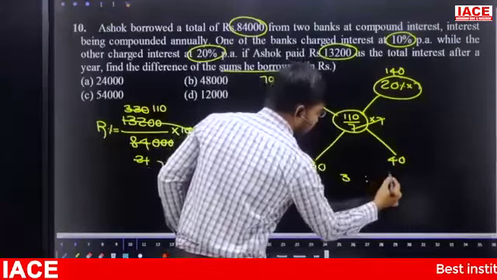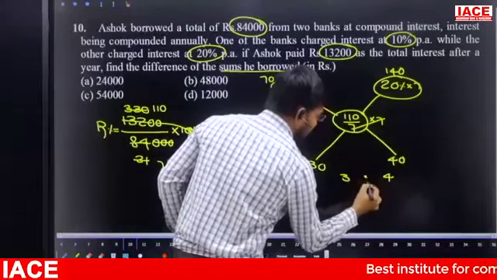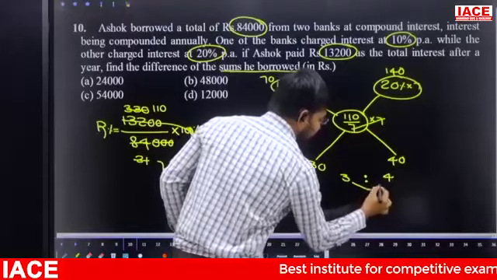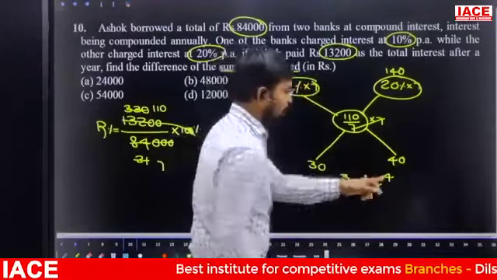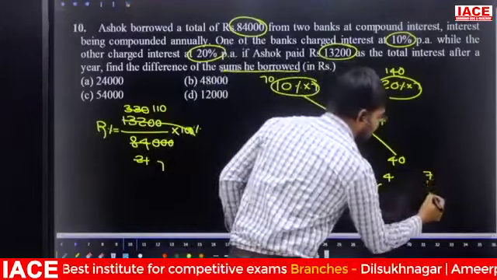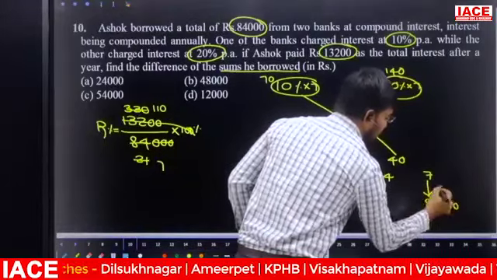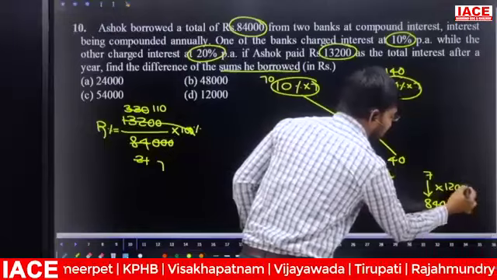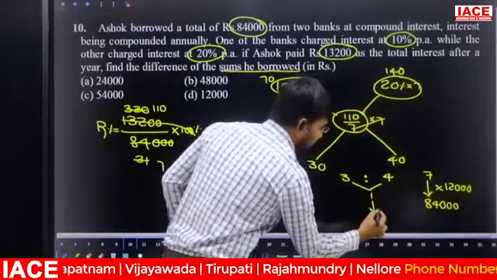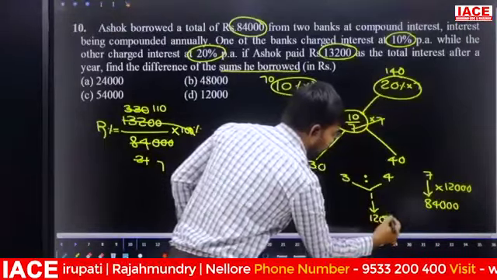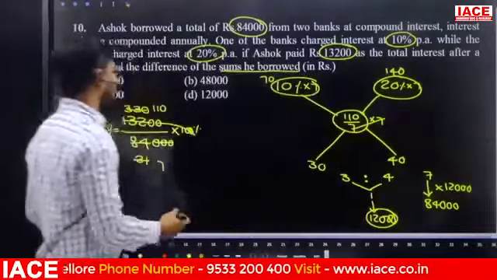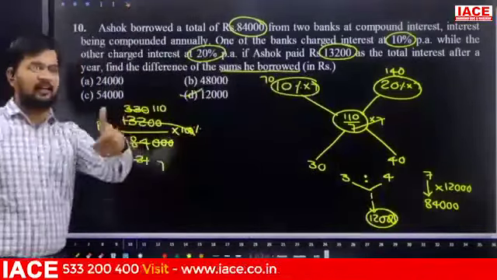So 3:4 means the difference is how many parts? They're asking for the difference, na? The difference is 1 part. The total is 7 parts, and 7 parts is 84,000. So each part is 12,000. They're asking for the difference, and the difference is 1 part. Therefore your answer is 12,000. Option D is the right answer.